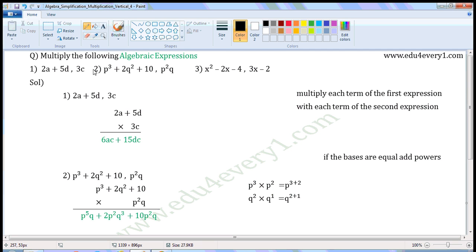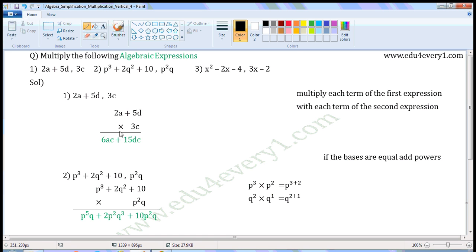Multiply the following algebraic expression. First set of expressions, 2a plus 5d, 3c. We have to multiply these two. So write 2a plus 5d into 3c. Multiply each term of this expression with 3c. 2a into 3c and plus 5d into 3c.